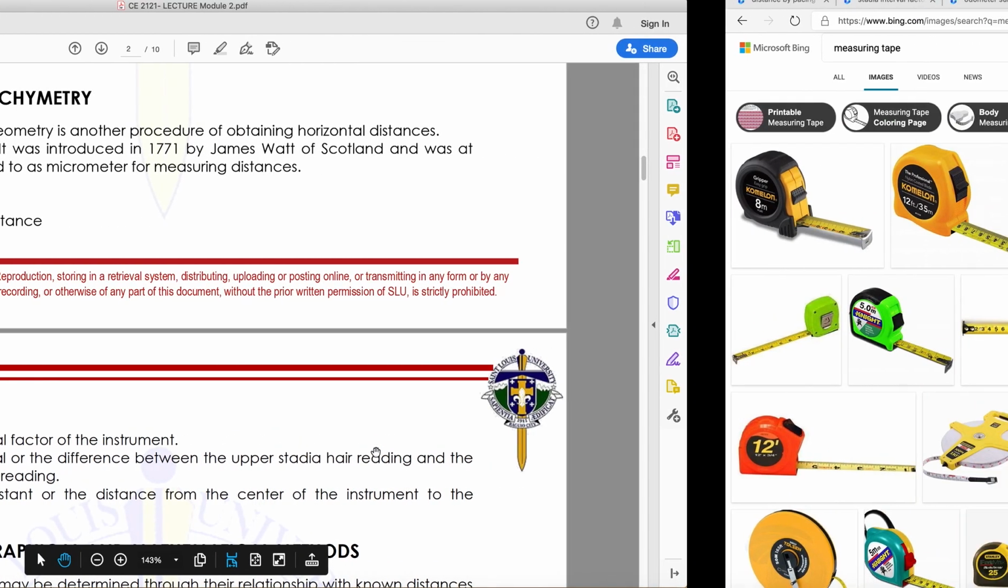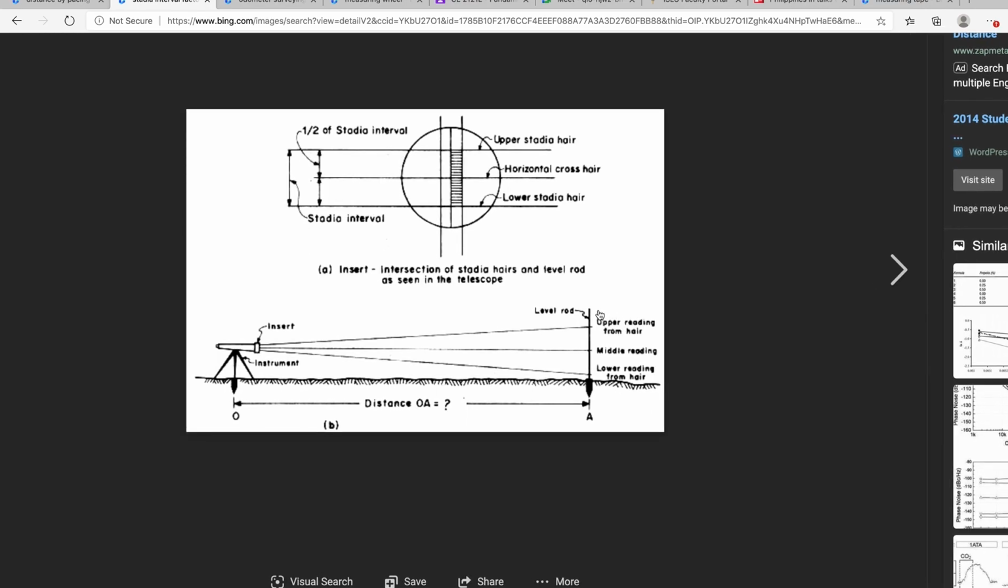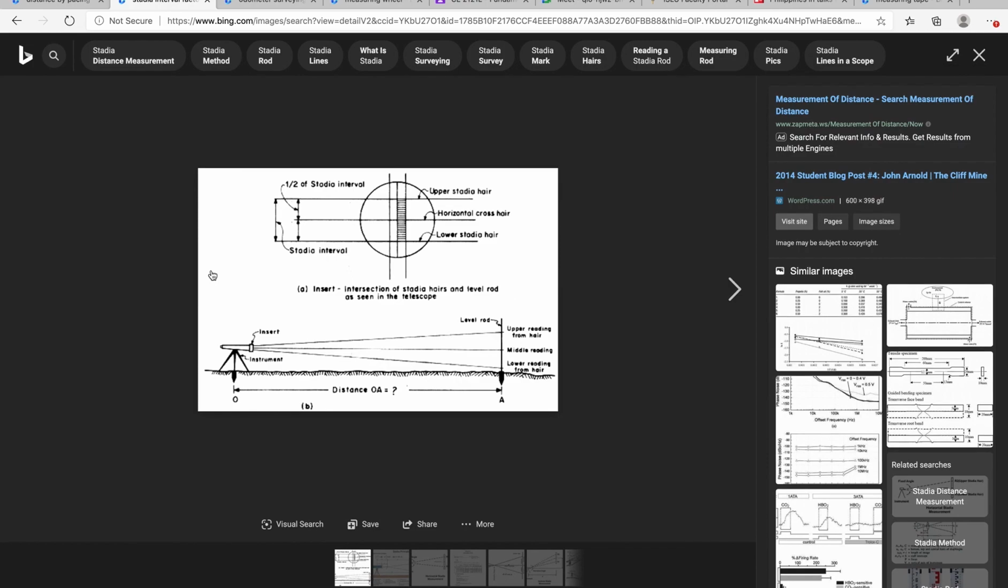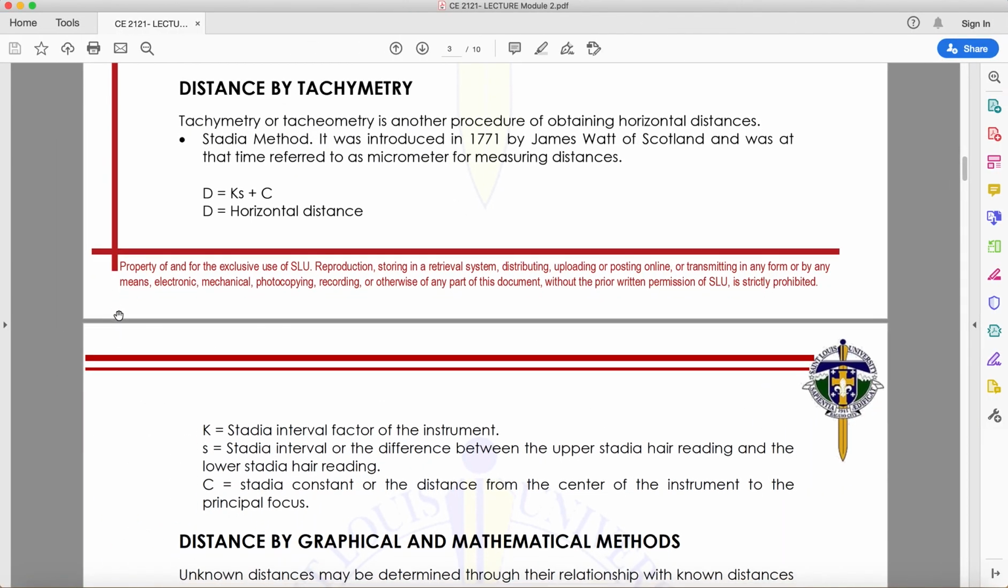This is how a stadia setup would look. You have here your transit, then you have your stadia or leveling rod. Then you look through the telescope. Sisilipin mo siya. Then you can have your upper reading, lower reading, and middle reading. From there, you can determine your horizontal distance. Sadly, you cannot do this in the field because of the restrictions of COVID-19 protocols.